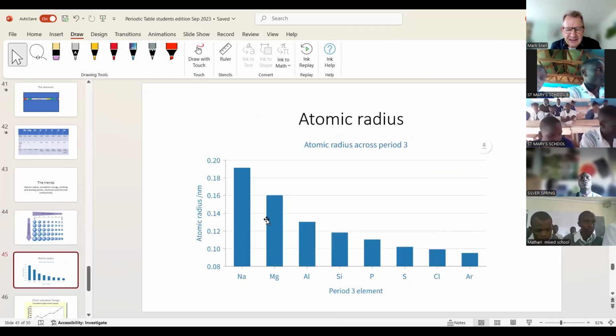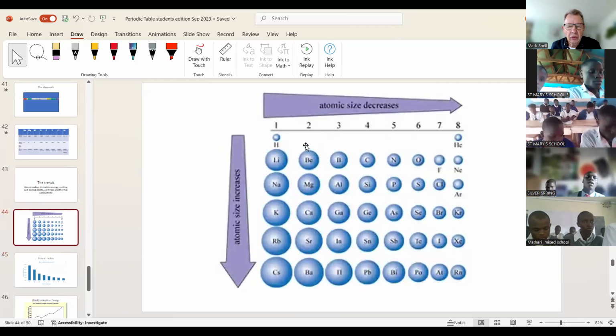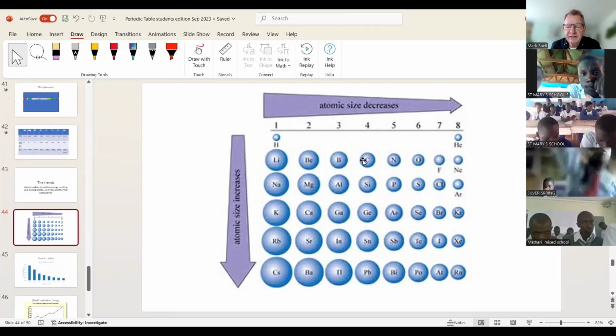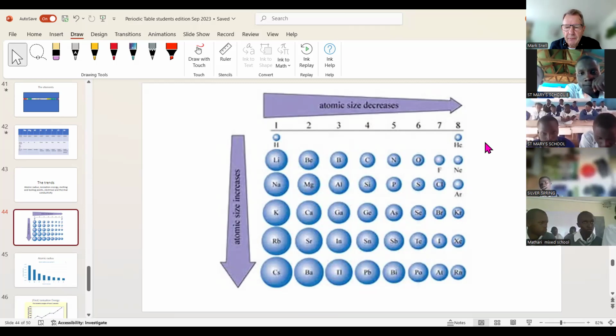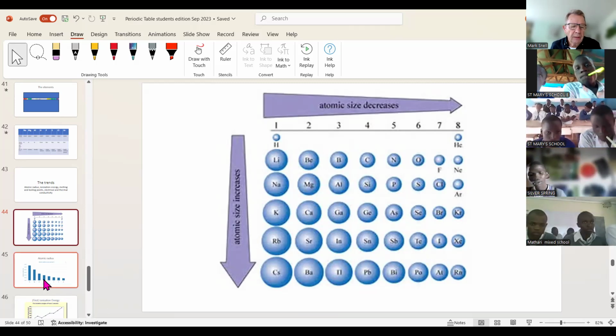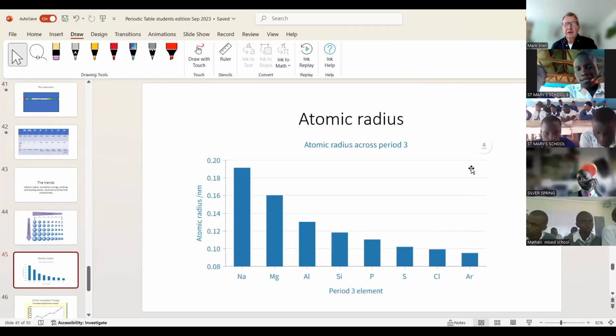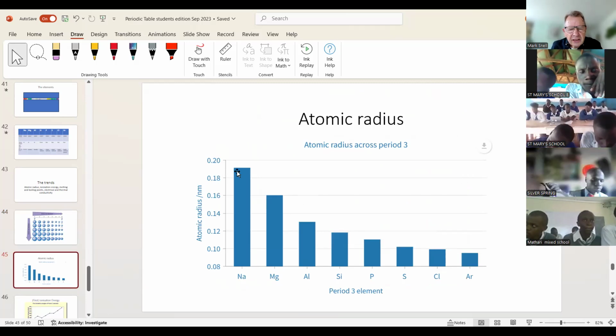It seems a little bit surprising. If I look back at this, lithium has 3 protons, 3 electrons, beryllium 4, 5, 6, 7, 8, 9, 10. You might think, oh, they're going to get bigger, but they don't, they get smaller. Here is the atomic radius across period 3. And it shows a big drop at the beginning, less change later.